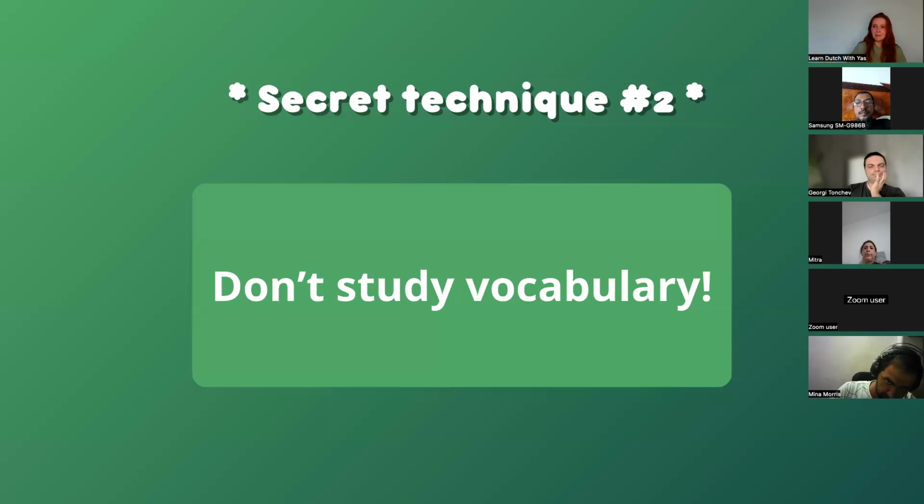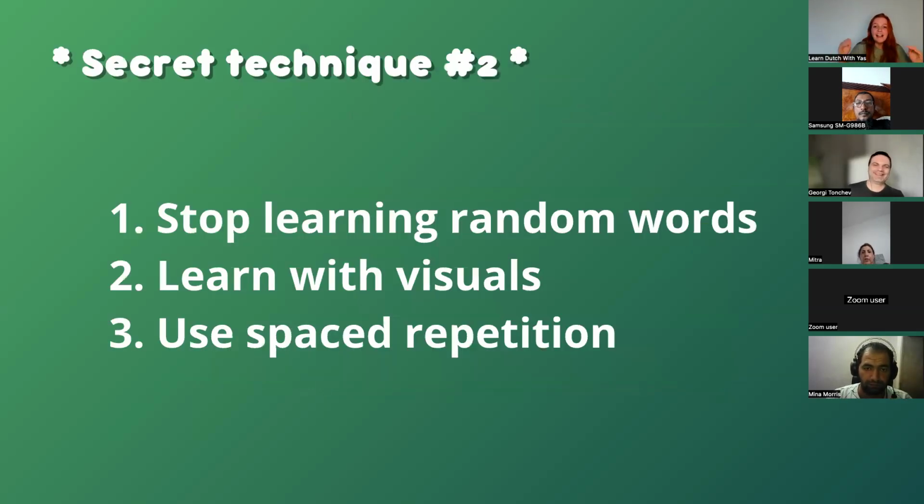And now you're gonna say, but Yasmine, I shouldn't be studying grammar rules. I shouldn't be studying vocabulary. What should I be studying? Let me explain. You should stop learning random words. You should start learning with visuals, and you should start using spaced repetition.